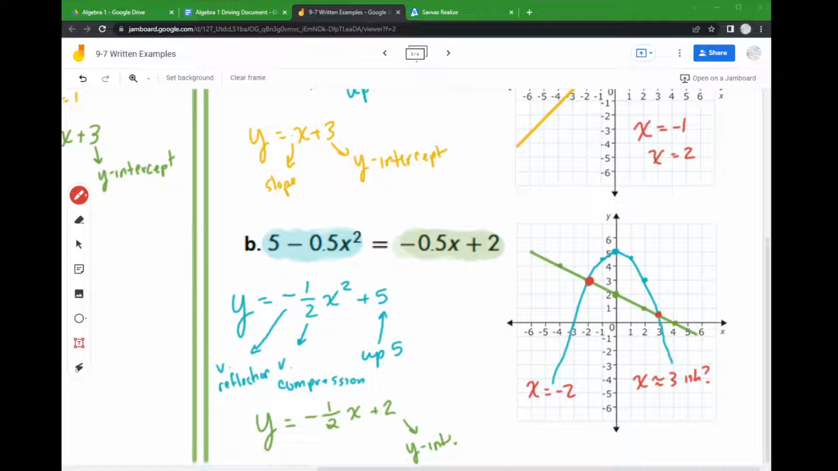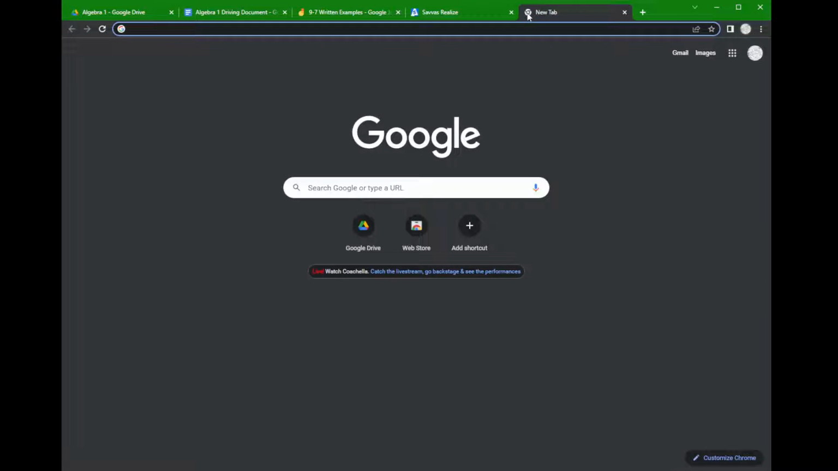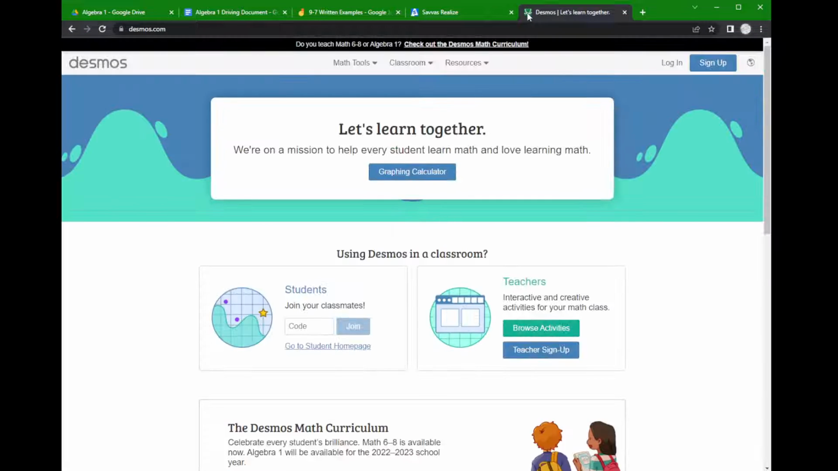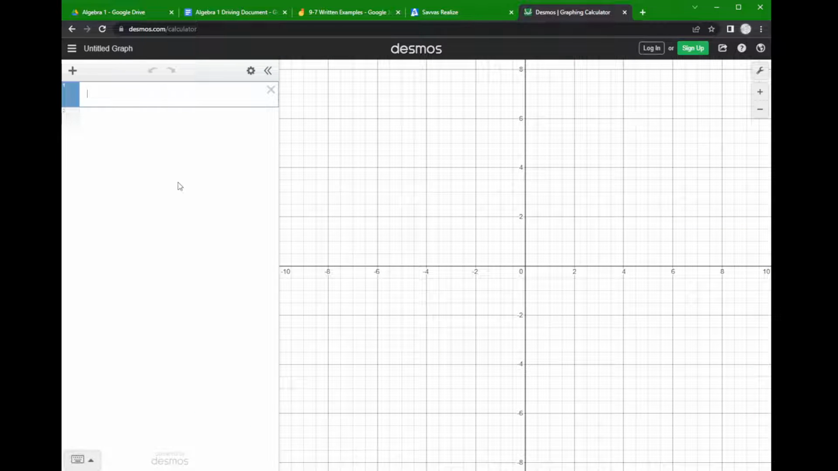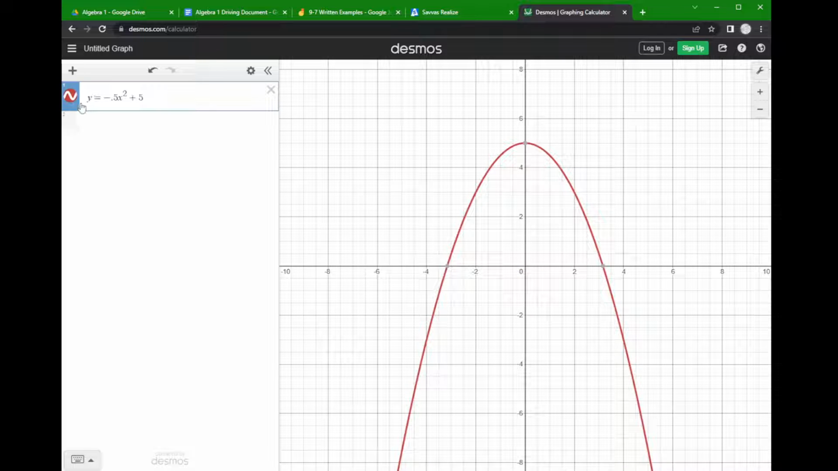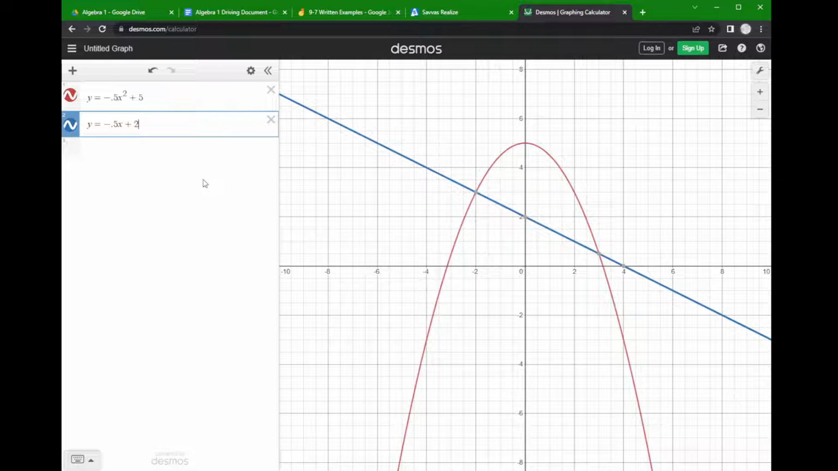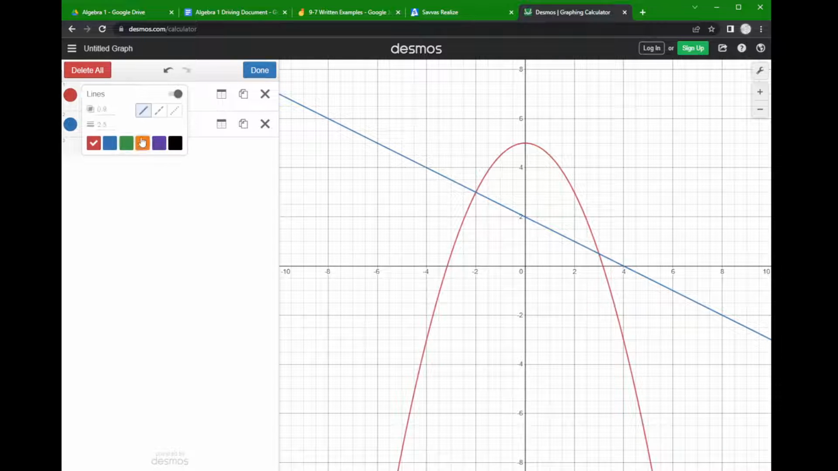Alright, so I just took a snipping tool of the question so that when I do go to Desmos, I can see the equation. There we go. And so I'm going to show it to you in two ways. First, I'm going to show it to you graphed separately like I've been doing. So I have the negative 0.5x squared plus 5. I think I had called that blue, but I'm not going to change the color on it. And then on the other one, I have y equals negative 0.5x plus 2. These colors are going to annoy me, so I'll fix it.